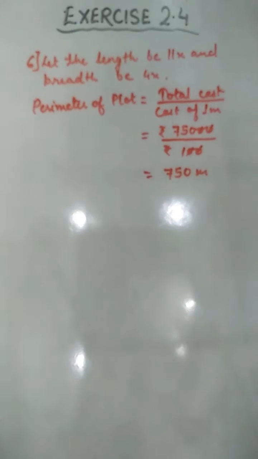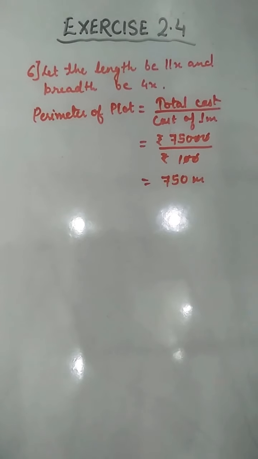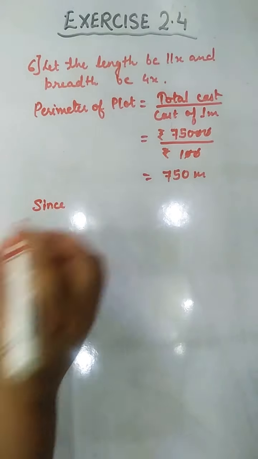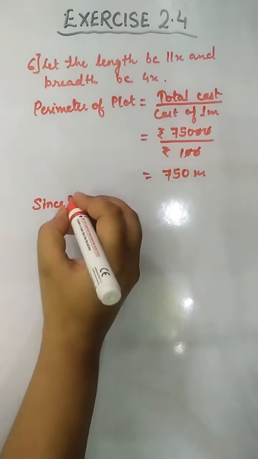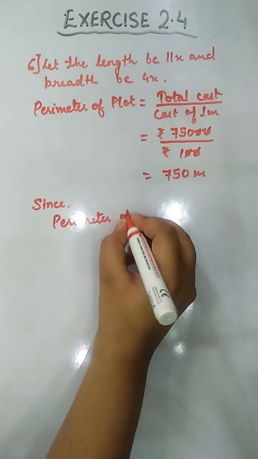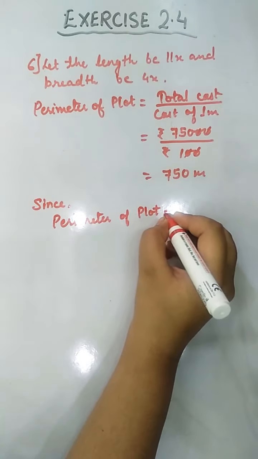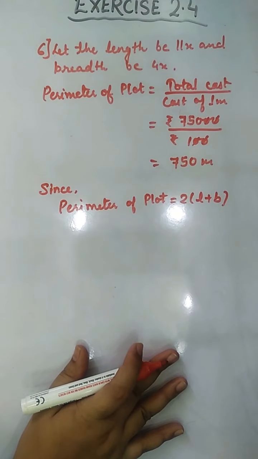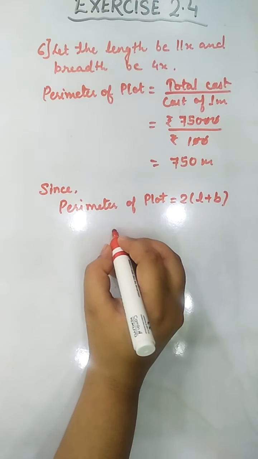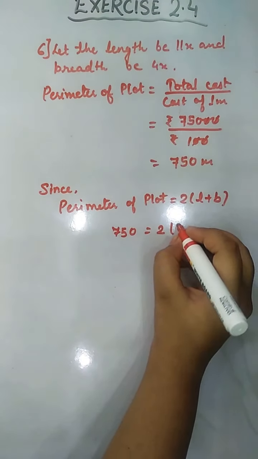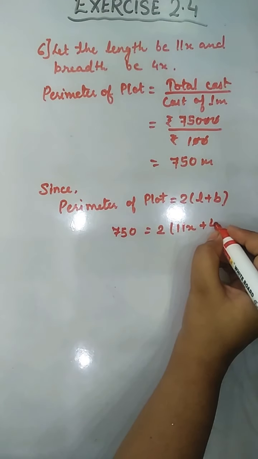Now you all know the formula for perimeter. Perimeter is equal to 2 times (L plus B). Since the perimeter of the plot is equal to 2(L plus B), this is the formula for the perimeter. So perimeter is how much? 750, and L is how much you have taken in this case? 11x, and B you have taken 4x.